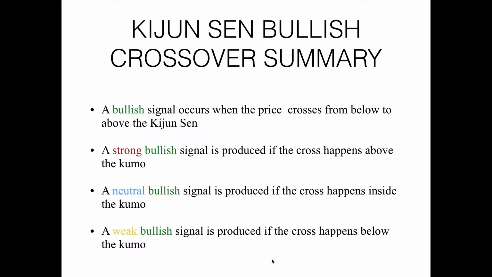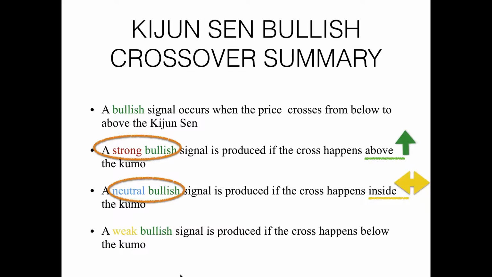Now let's summarize Kijun-sen bullish crossovers. A bullish signal occurs when the price crosses from below to above the Kijun-sen. A strong bullish signal is produced if the cross happens above the Kumo. A neutral bullish signal is produced if the cross happens inside the Kumo. A weak bullish signal is produced if the cross happens below the Kumo.